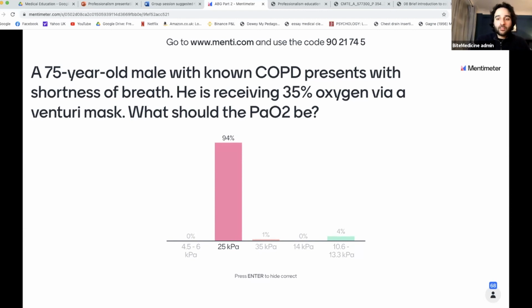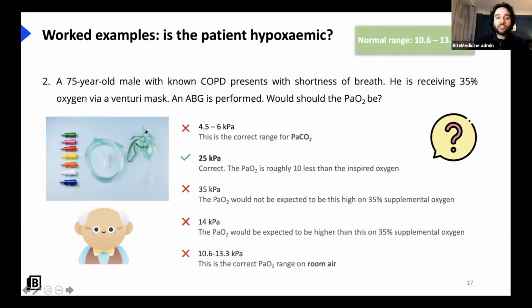Wonderful. So in terms of oxygen and percentages and liters, this is something people get confused about quite a lot. An easy concept to think about it is in the concept of this Venturi mask. So that's what this mask is here. A Venturi mask is a really useful type of oxygen delivery method, particularly for patients with COPD, because you can give a very specific amount of oxygen to these patients.